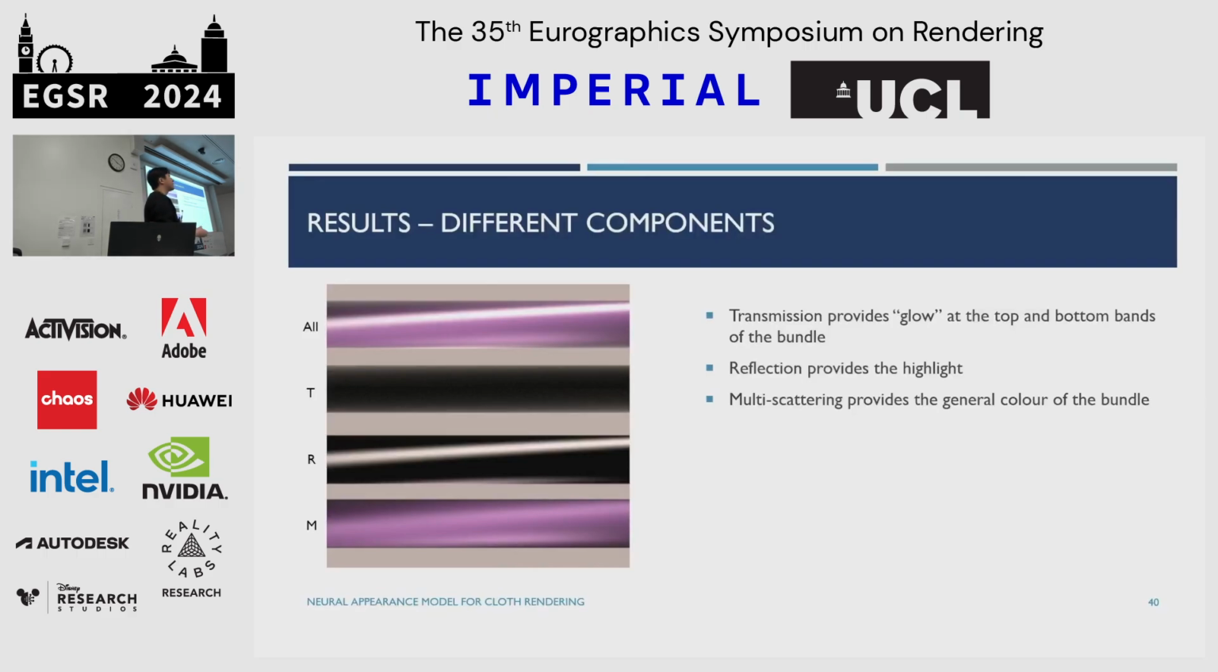Whereas R, the reflection component, gives that sharp highlight due to only having a single bounce, and it's the specularity of the original fiber that gives out that strong highlight. And M gives a more diffuse color, which is based on the multiple scatterings that have been aggregated into a softer hue. Once those three are combined, we get the top image, which has all of the components combined.